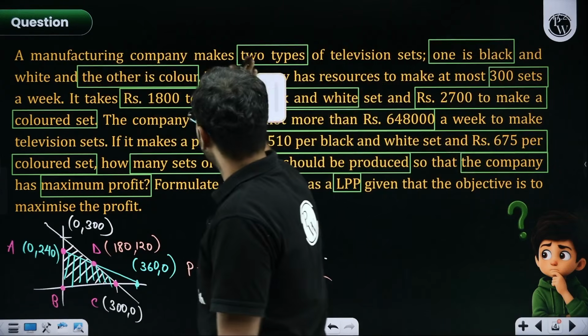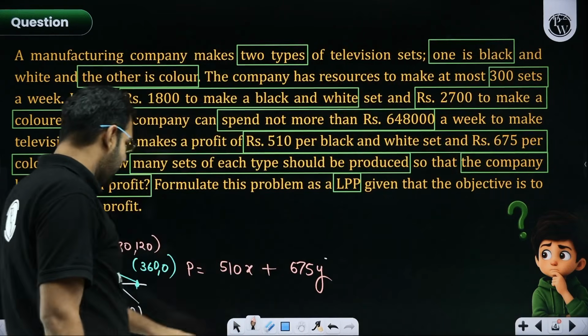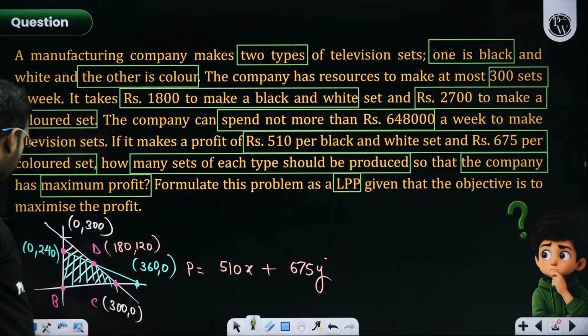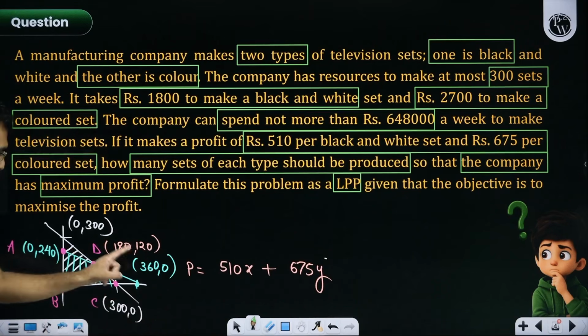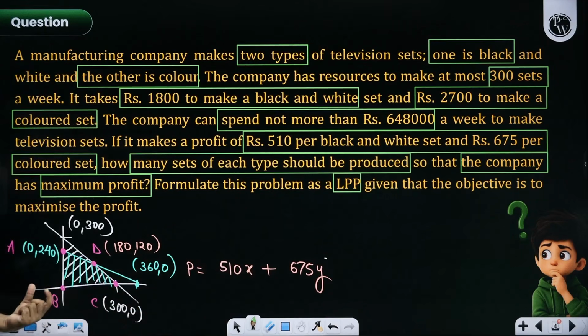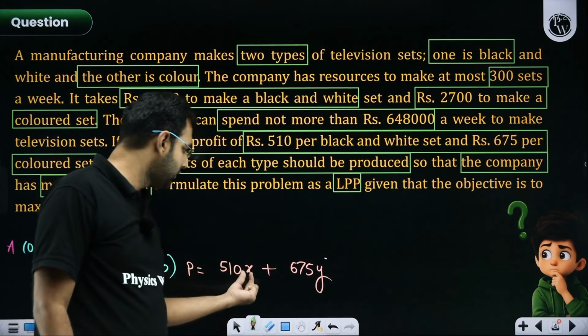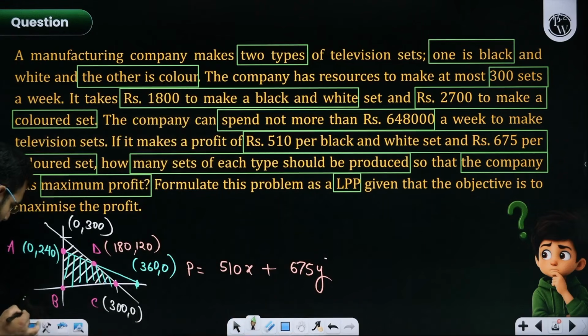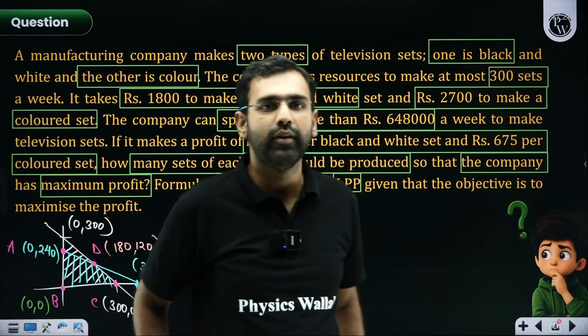Yes or no? Now what are we supposed to do? We are now supposed to maximize it. So this P, I'll evaluate at 4 points, A, B, C, D. First of all, do you all agree that at B it will be 0? If I don't produce any TV, black and white or colored, 0, 0, so my profit will be 510 into 0 and 675 into 0, 0. So at B, I'm definitely not going to have any profit. Yes or no? If you're not producing anything, how can you have any profit?